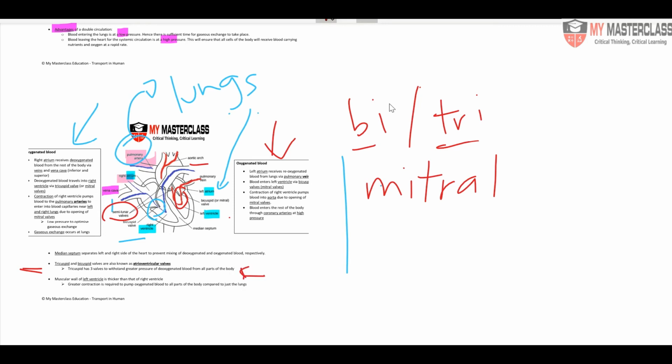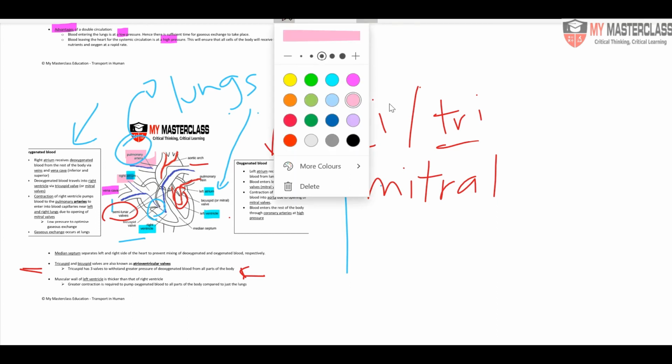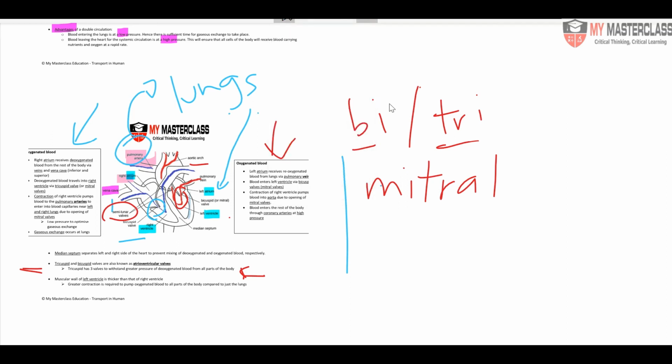Moving down at the heart, you will notice over here that your muscular wall will be thicker compared to the muscular wall over at the right. Because when you contract the left ventricle, the blood is being pumped to all parts of the body, compared to the right side, which is just to the lungs and therefore requires a lesser amount of force.